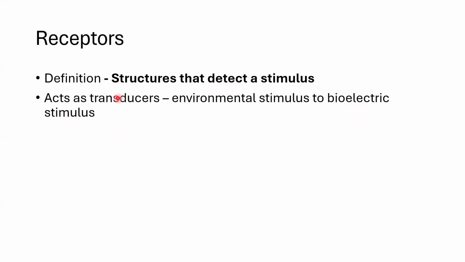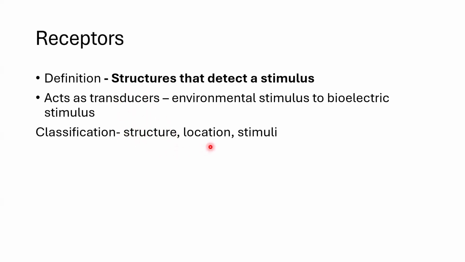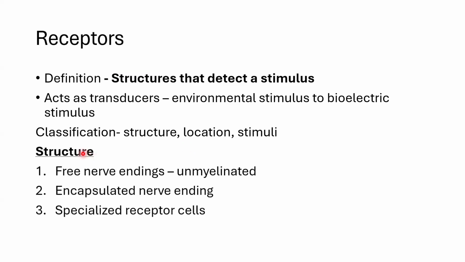Transduction is the changing of one form of energy to another, and the receptor is changing an environmental stimulus to a bioelectric stimulus. That's the reason why a receptor is a transducer. You can classify receptors in three ways, considering three factors: the structure, which is how it looks; the stimulus, where the stimulus comes from; and the location of the receptor.